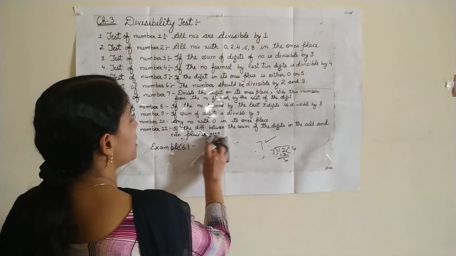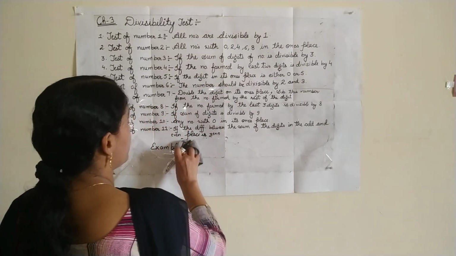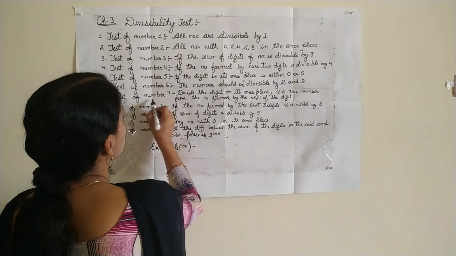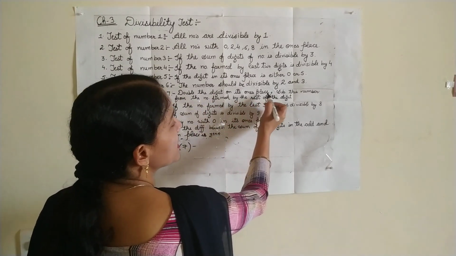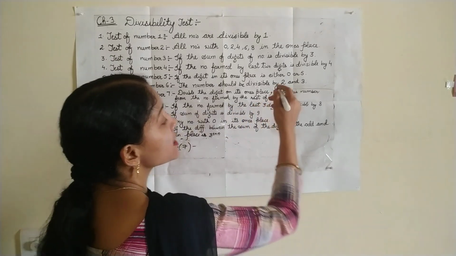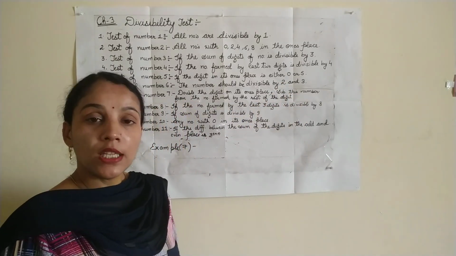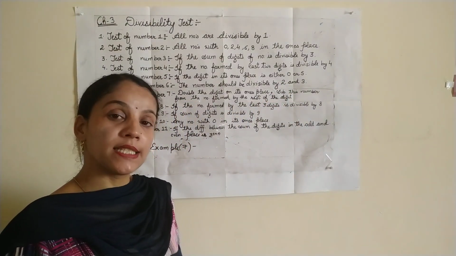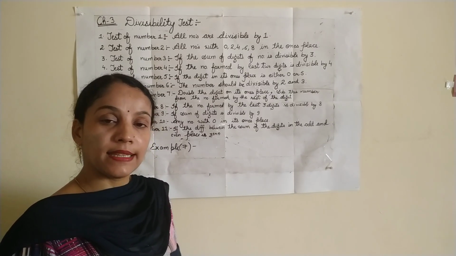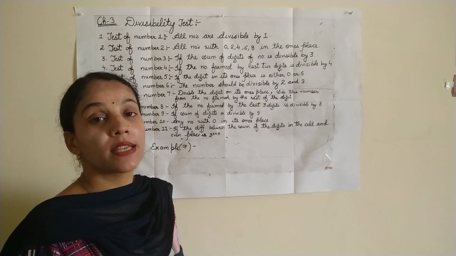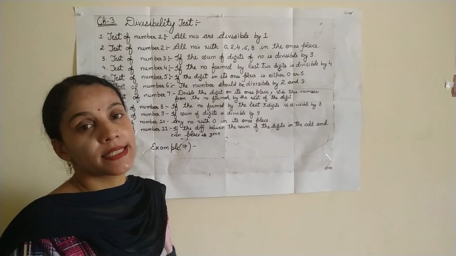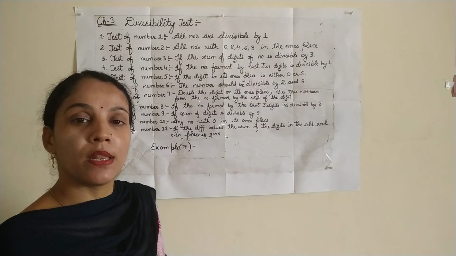Then next, divisibility rule for number 7. The test for number 7 is: double the digit on its ones place, and subtract this from the number formed by the rest of the digits. Whatever digit is on the ones place, you have to double that and subtract it from the rest of the digits. If you get an answer that is divisible by 7, that means that number is divisible by 7.